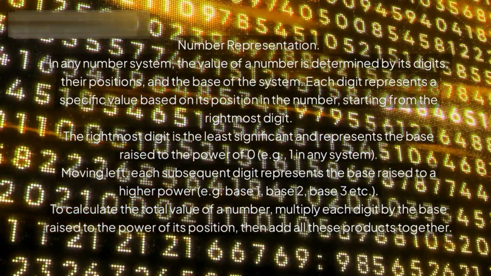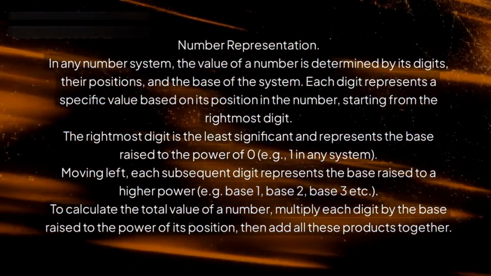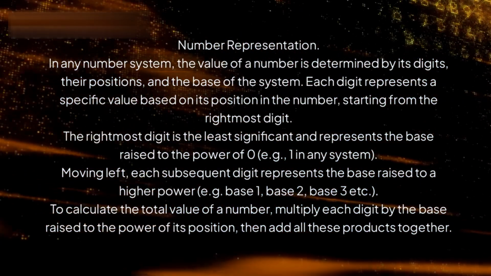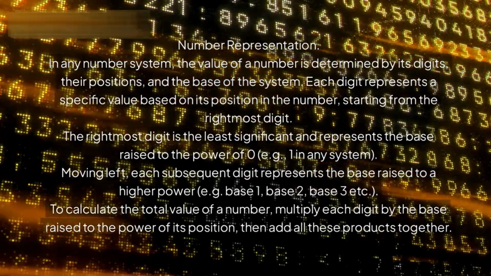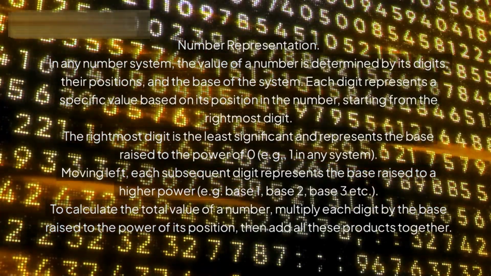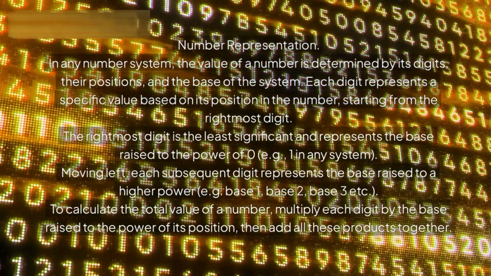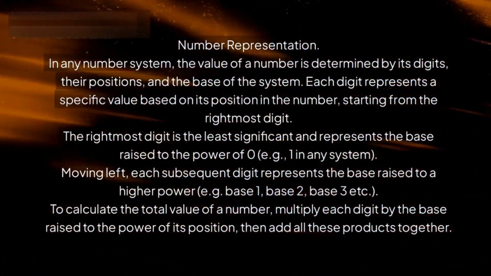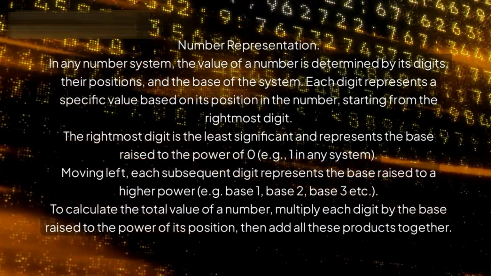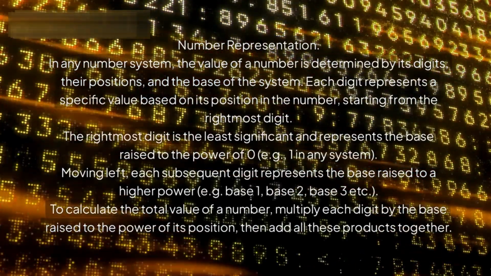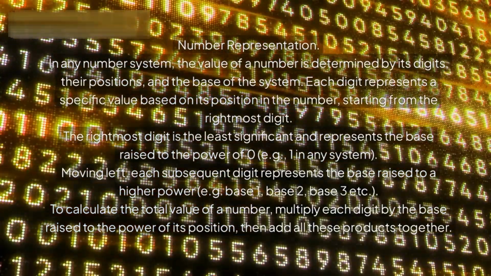Each digit represents a specific value based on its position in the number, starting from the rightmost digit. The rightmost digit is the least significant and represents the base raised to the power of 0, e.g., 1 in any system. Moving left, each subsequent digit represents the base raised to a higher power, e.g., base 1, base 2, base 3, etc. To calculate the total value of a number, multiply each digit by the base raised to the power of its position, then add all these products together.